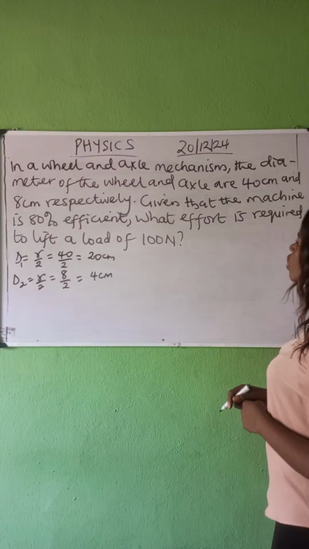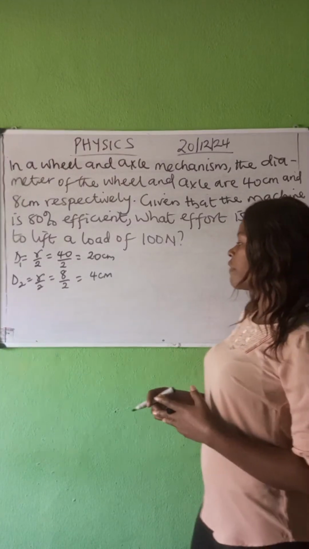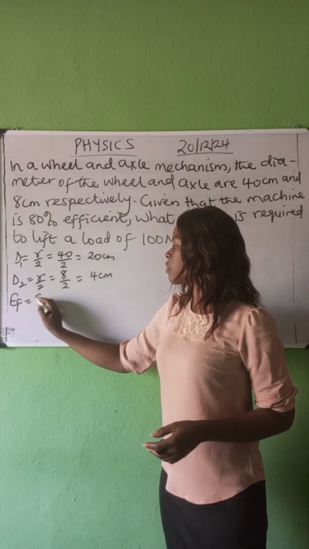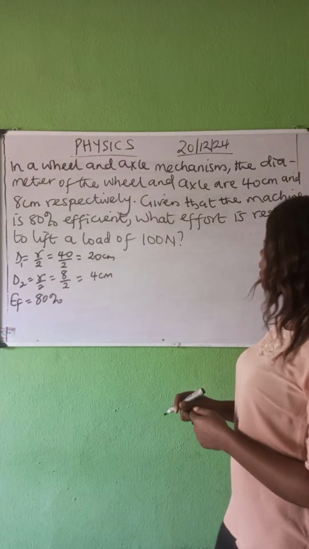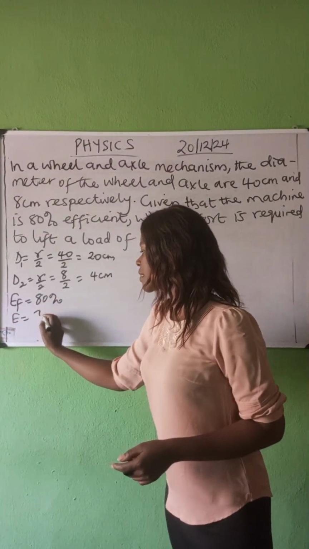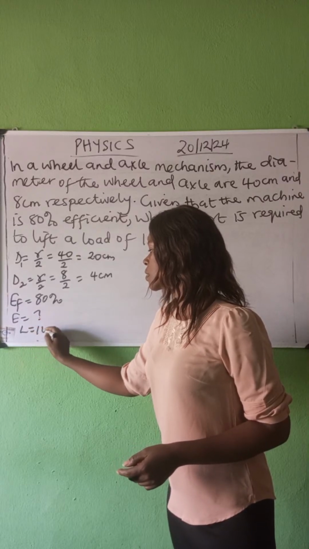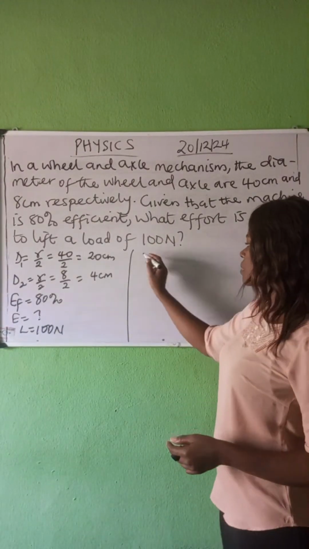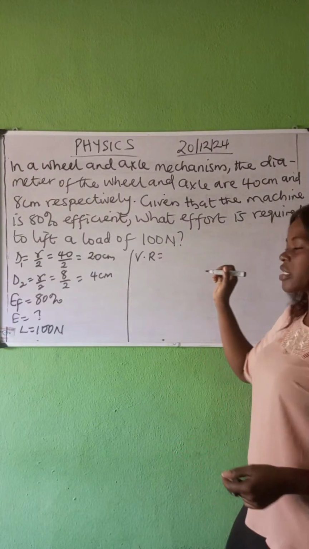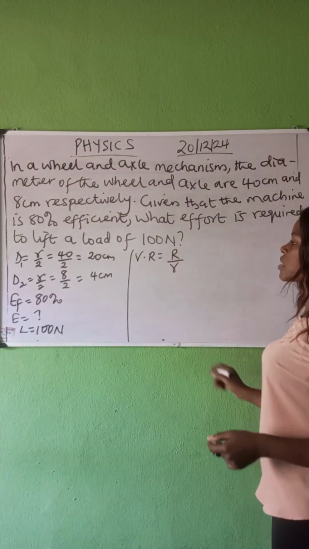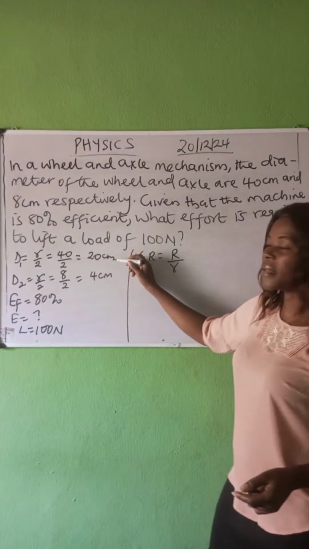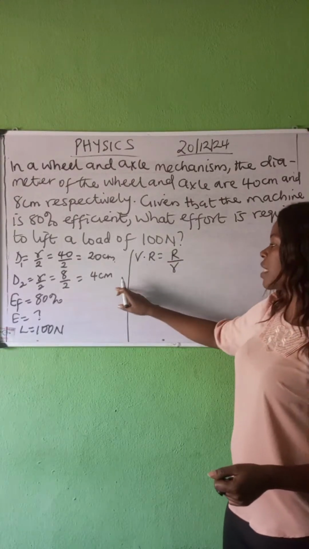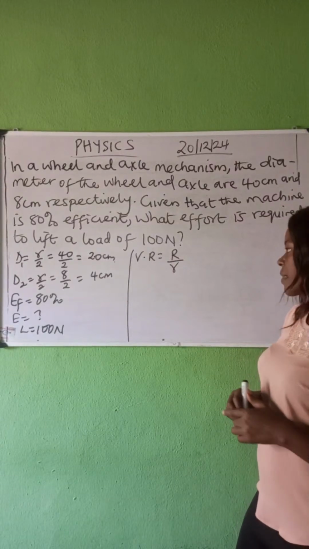So the next thing is to solve for our velocity ratio. But let's set all our parameters. The efficiency is equal to 80%, you're looking for the effort, and we have a load of 100 Newton. The first thing that will come to our mind is to find our velocity ratio. The velocity ratio of a wheel and axle machine is the radius of the wheel over the radius of the axle. The radius of the wheel is given as 20, and the radius of the axle is given as 4. Is that clear? All right.